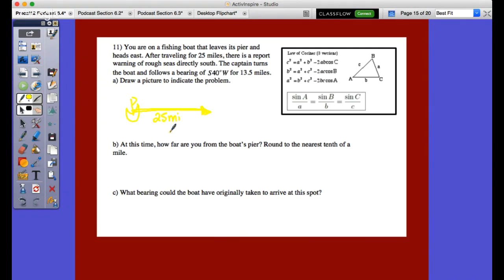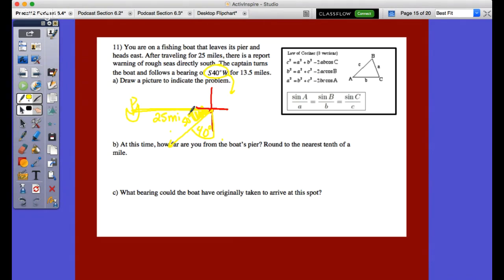So the captain turns the boat and follows a bearing. Right here, I want to make sure you understand, we've stopped here, right? So we've got our new location, now applying the south 40 degrees west. So we're going to go south 40 degrees to the west side. This would be 40 degrees here, which would make this right in here 50 degrees. Okay, so we've got that there.